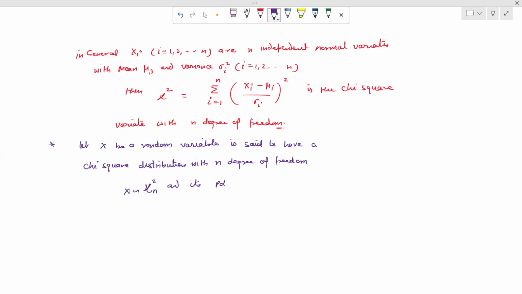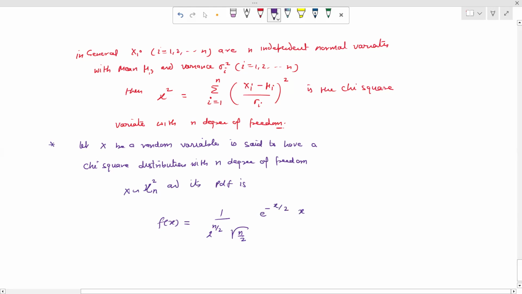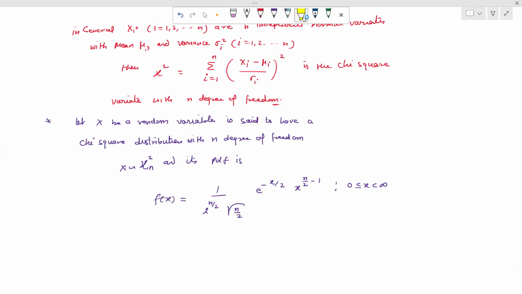is f(x), f(x) is equal to 1 upon 2 raised to the power n by 2 gamma n by 2, e raised to the power minus x upon 2, x raised to the power n by 2 minus 1. Here the random variable x lies between 0 to infinity. So this is the probability density function of the chi-square distribution. We use the gamma n by 2, so you also know the gamma function definition.